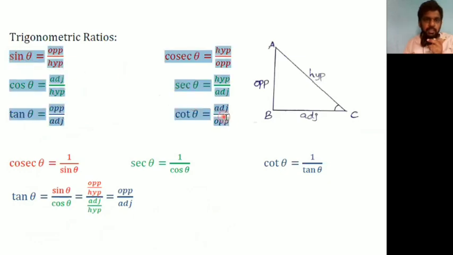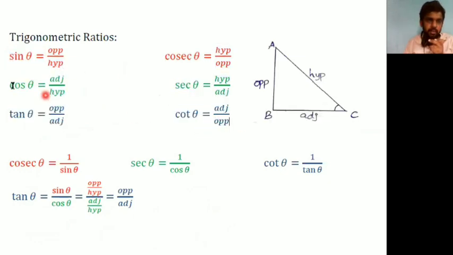So these six trigonometric ratios are given by: sine theta is opposite by hypotenuse, and cosecant theta is hypotenuse divided by opposite. You can see a relation between sine theta and cosecant theta: cosecant theta is the reciprocal of sine theta. So you can say that cosecant theta is equal to 1 by sine theta, which is why these two are given in the same color.